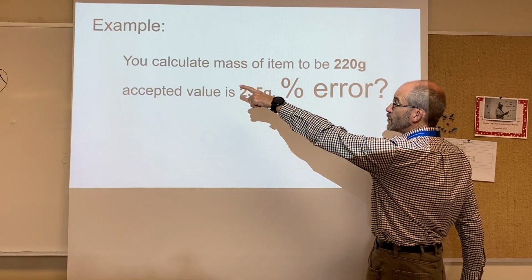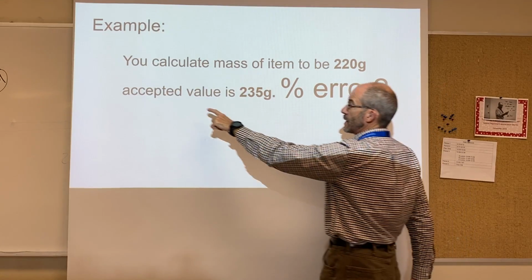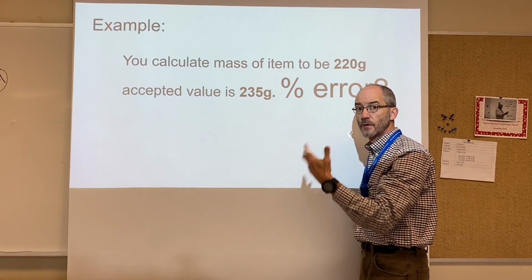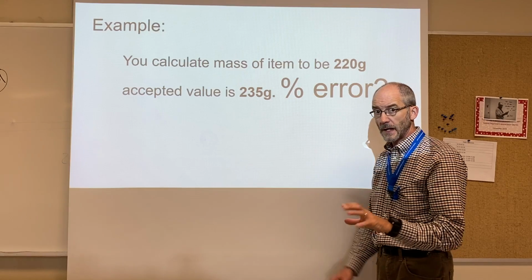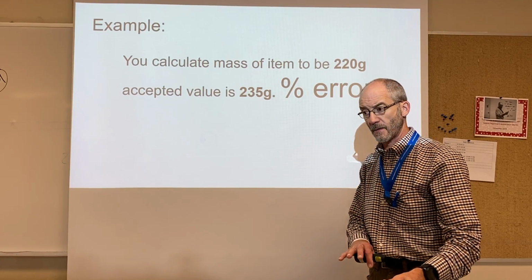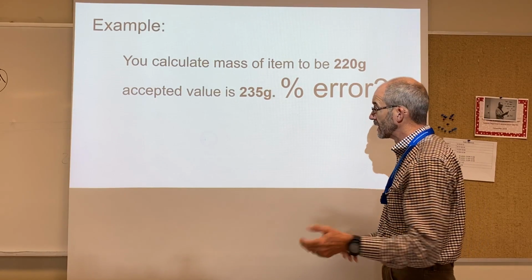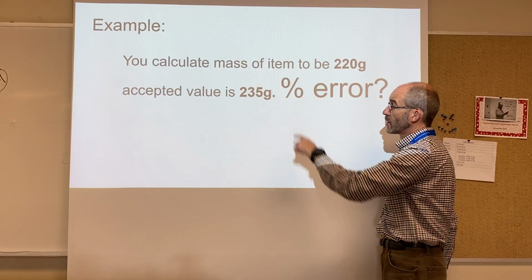All right, so you calculate the mass of an item to be 220 grams, but the accepted value is 235 grams. So obviously you were wrong, but what was your error and what was your percent error? Okay, so far, not complicated. The first step is really easy, because we know what we're going to do.